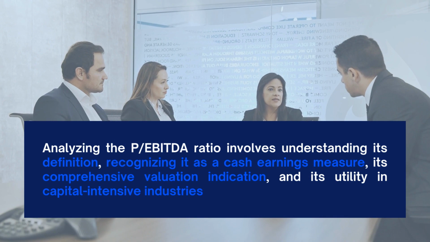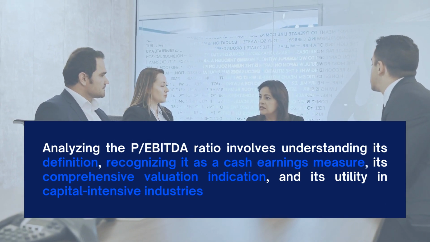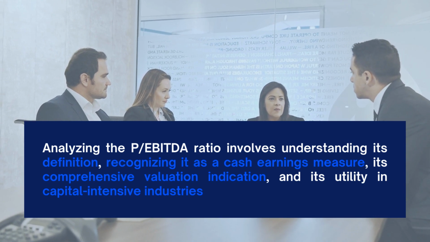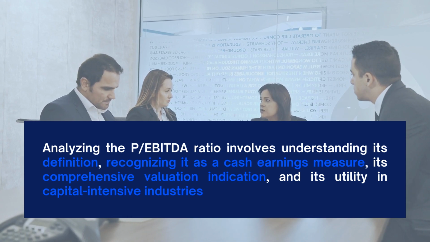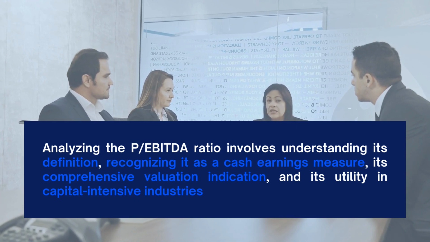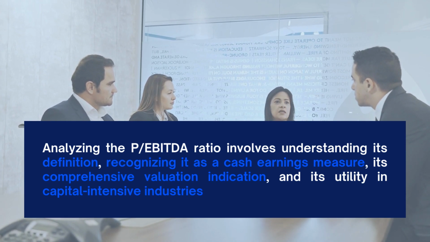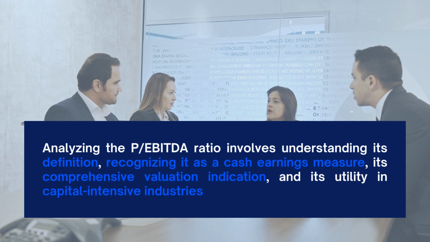Conclusion: analyzing the P to EBITDA ratio involves understanding its definition, recognizing it as a cash earnings measure, its comprehensive valuation indication, and its utility in capital-intensive industries. Considering these points empowers investors to make more informed decisions regarding a company's valuation and investment potential.